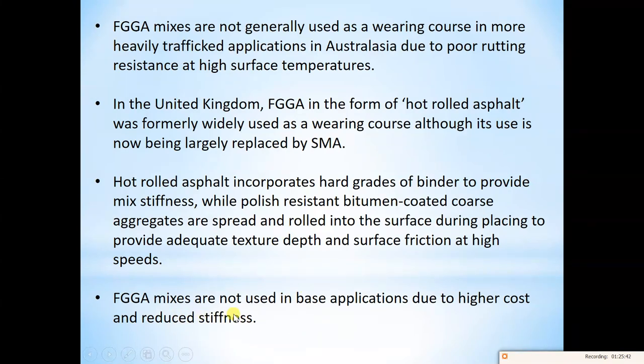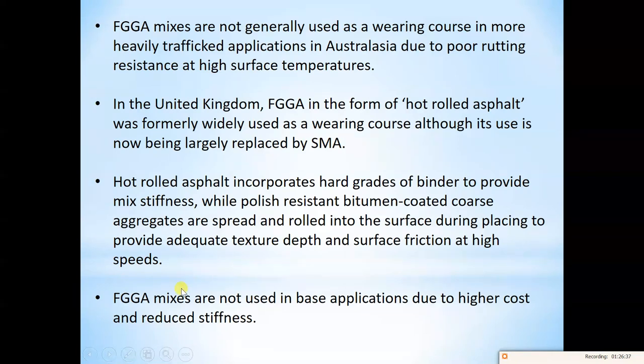The FGGA mixes are not used in base applications due to high cost and reduced stiffness. In respect to the cost, the mix with the highest amount of bitumen will cost more, because the bitumen is probably the biggest cost in the asphalt. The aggregates are probably cheaper, while the bitumen is the one that costs more. And for the gap graded or stone mastic mix, you put fiber inside the binder as well, so that it costs more.